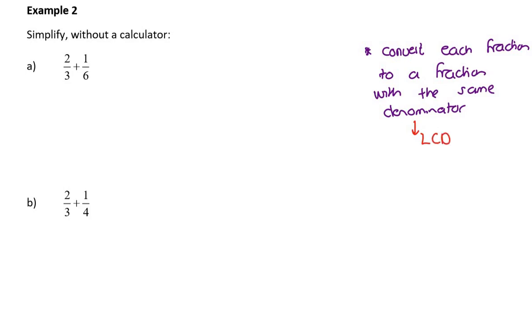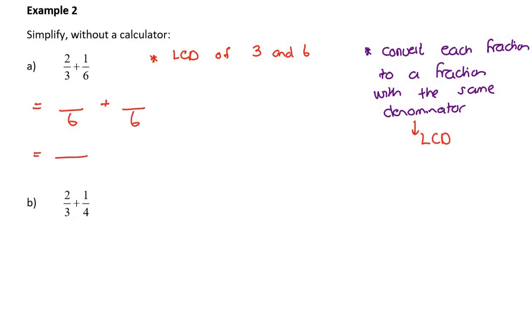Now, it doesn't have to be a lowest common denominator. You can always use any common denominator, but then you're going to have to simplify your answer in the end. So to avoid making our lives more complicated, we would say to ourselves, what is the lowest common multiple or the lowest common denominator of 3 and 6? So what is the smallest number that 3 and 6 both go into? And that answer is 6. So I'm going to convert each fraction to a fraction out of 6.